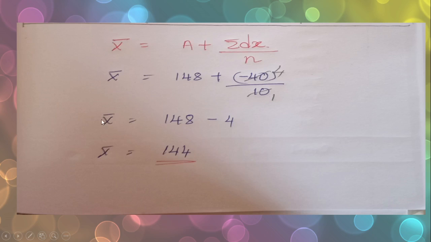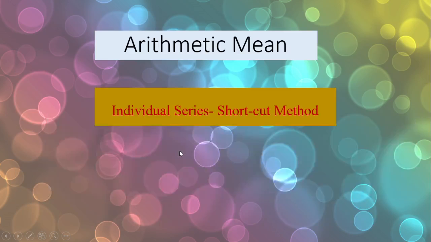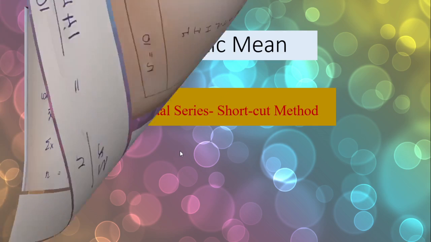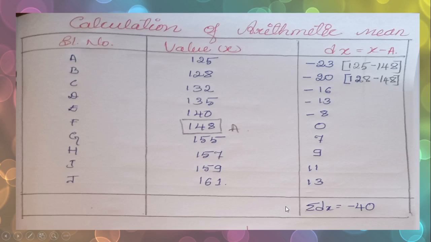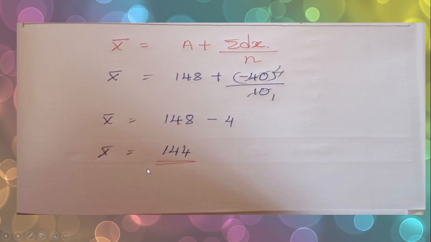I'll simplify this. X bar equals 148 as it is. Here 40 and 10, so I'll cancel this. 10 ones are 10, 10 fours are 40. Plus into minus is minus. So it is 4. So x bar equals 148 minus 4, which is 144. You can cross verify. The answer is the same: in the direct method it is 144 and in the shortcut method also it is 144. The answer is the same.